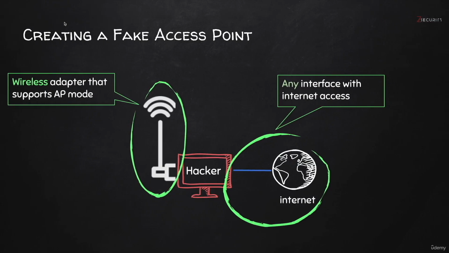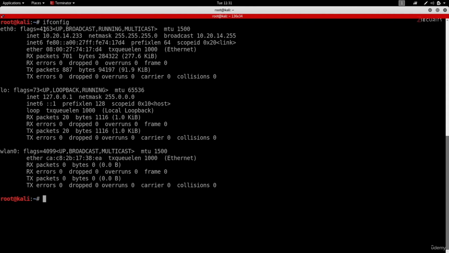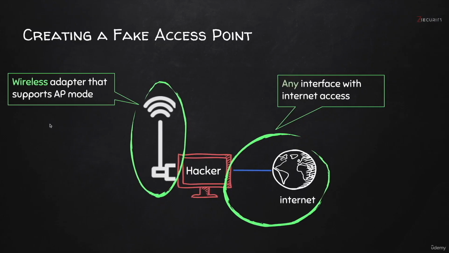Now, if we go back to our diagram that shows what we need to create an access point, you can see that we need an interface that is connected to the internet. We don't care what type of interface this is, as long as this interface has internet access. So in our example, we're going to be using eth0 to provide our fake access point with internet access. The other interface that we need, we said that this needs to be a wireless adapter that is able to act as an access point.